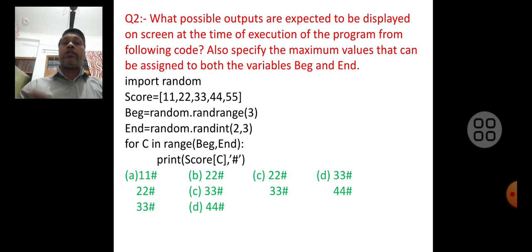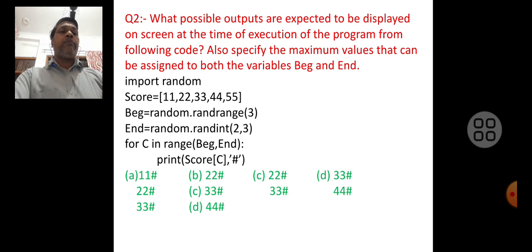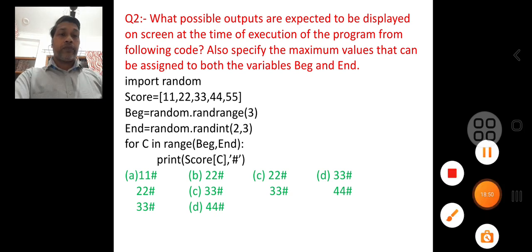We have to discuss question number 2. From the following, what possible outputs are expected to be displayed on screen at the time of execution of the program from the following code? Also specify the maximum values that can be assigned to both the variables begin and start.